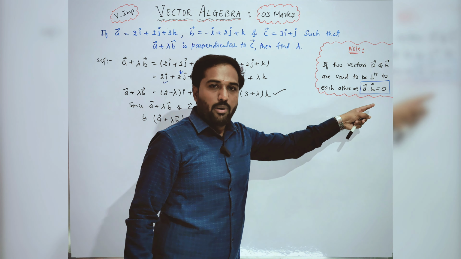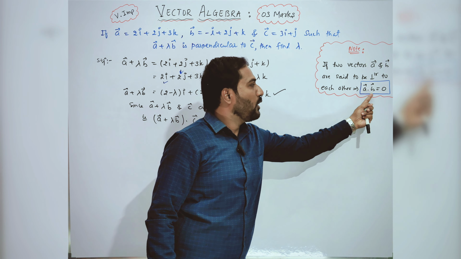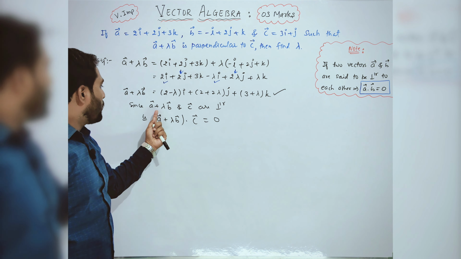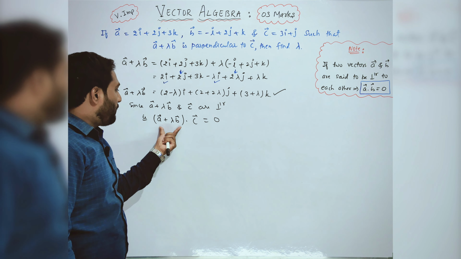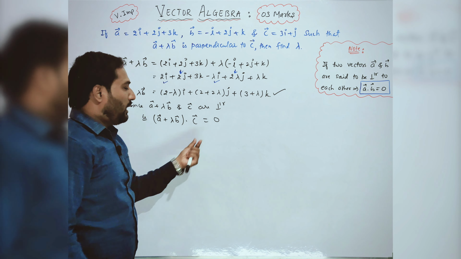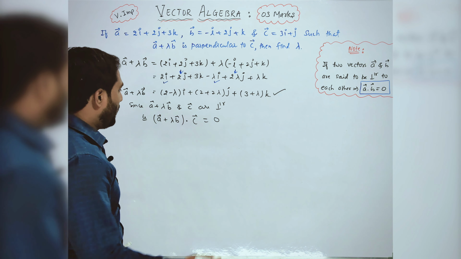According to this statement, perpendicularity: if a and b are perpendicular to each other, then what is the condition? a dot b is equal to 0. Here these two vectors are perpendicular, so their dot product is equal to 0. Now I'll use the vector a plus lambda b and vector c and operate the dot product, the scalar dot product. Let us see how to operate.